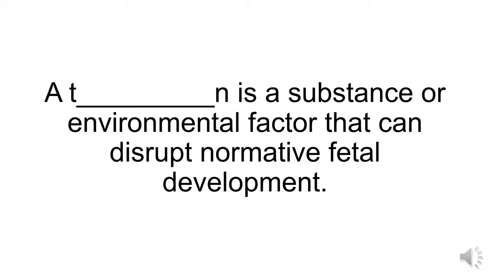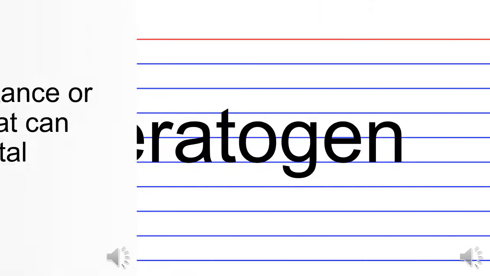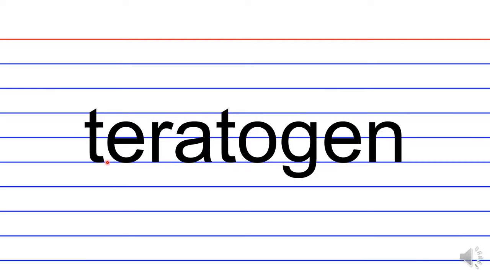A T-blank-N is a substance or environmental factor that can disrupt normative fetal development. So what is this? What type of substance is this? That would be a teratogen. And a teratogen can be alcohol, pills, and like the flip side said, any number of adverse environmental factors.